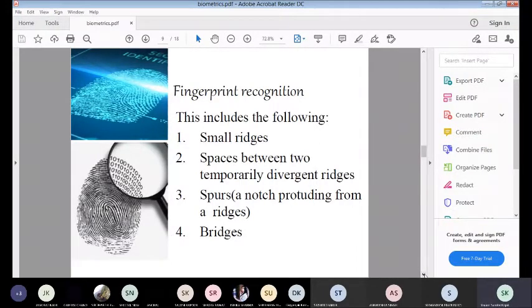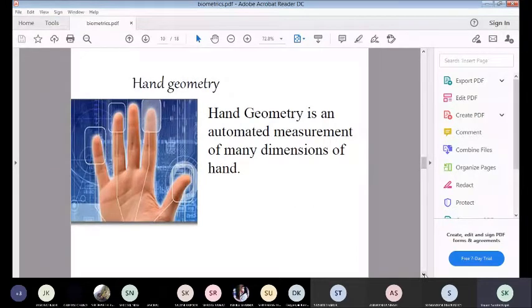This is the way of storing hand geometry. Hand geometry is the complete hand, five fingers. Hand geometry is an automated measurement of many dimensions of the hand. Many dimensions means we are taking the dimensions of the thumb, we are also taking all the other fingers, and other places of the hand also.